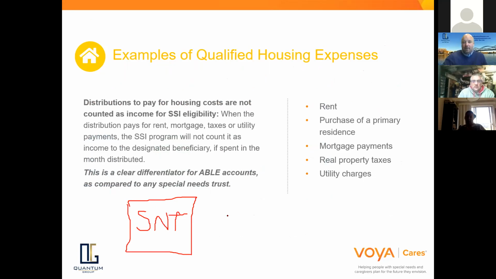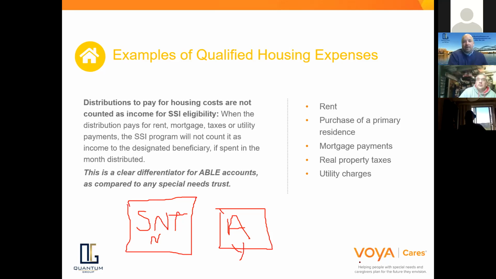Now, the difference is with an ABLE account, which functions similar to a trust: this special needs trust is a no, where the ABLE account is a yes. And that's what's important to understand. So it can be like in the commercial, or the video that we saw, where the couple was able to save funds to purchase a house.